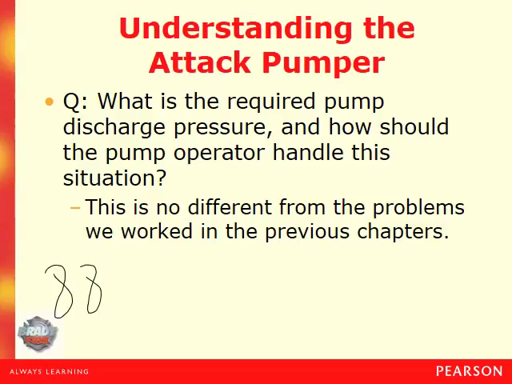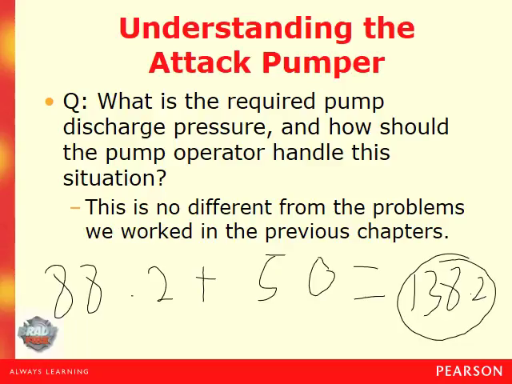Now we have to add our nozzle pressure. So 88.2 plus, this was a smooth bore, it was a hand line, so our nozzle pressure is going to be 50. We add those together, and we get a required pump discharge pressure of 138.2. Of course, we're just going to pump it at 138. So now we've got 130.38 for our first one and 138 for our second line.